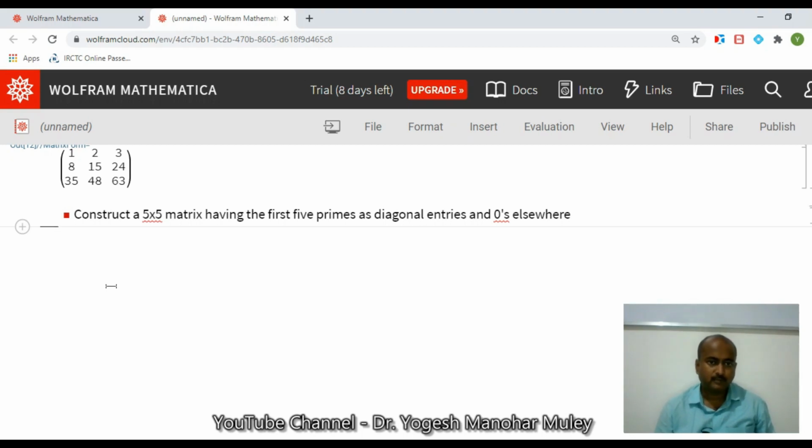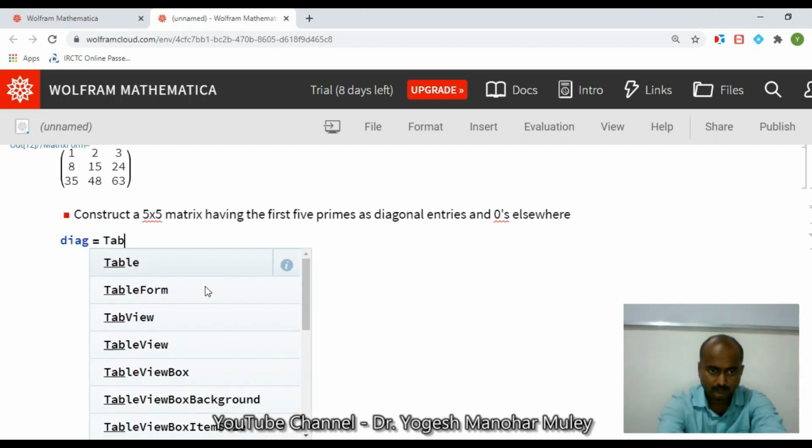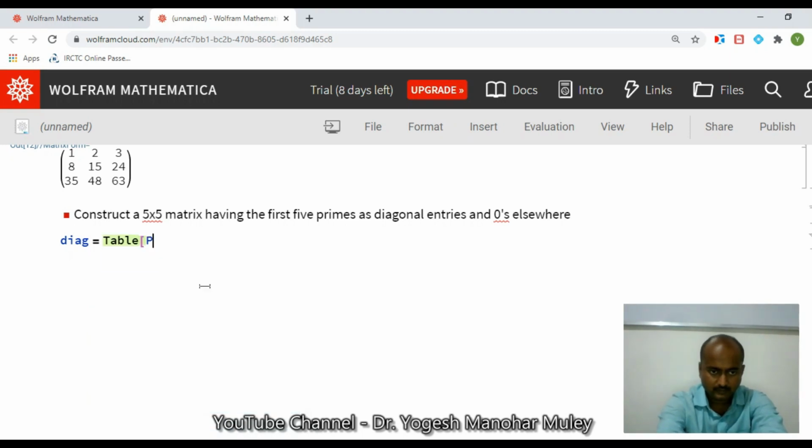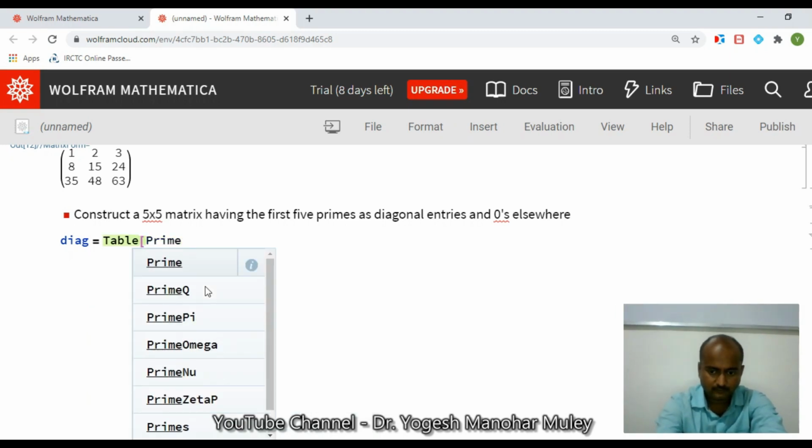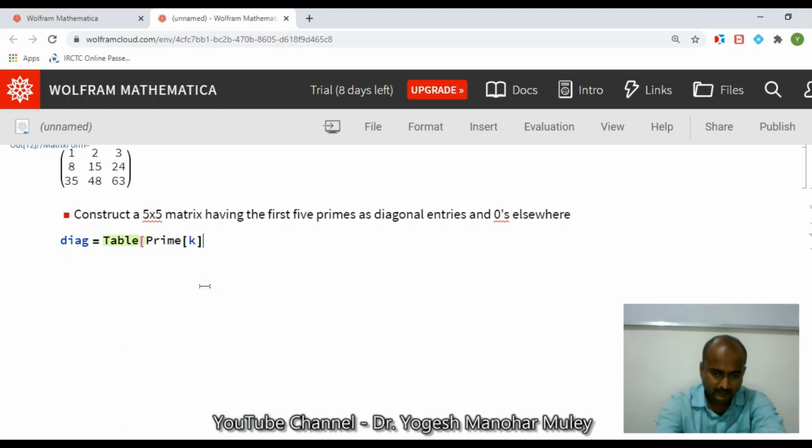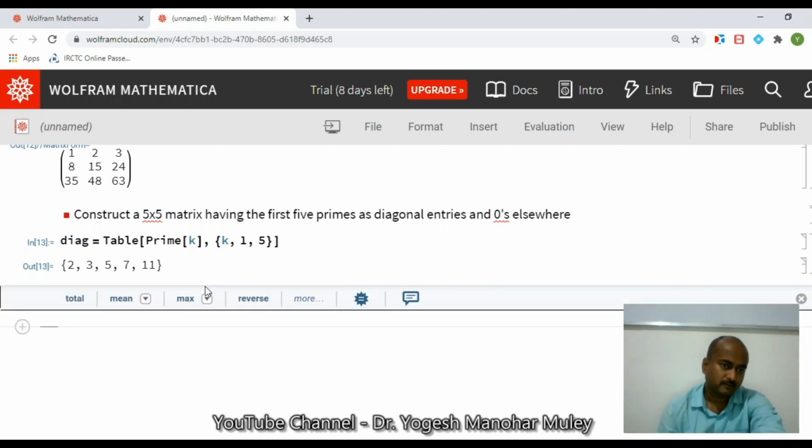So in a diagonal matrix, by default all other entries are 0. I'll write here a variable, diagonal, and create a table. In this table I am going to find prime of k, where k ranges from 1 to 5. So we are going to search for the first 5 prime numbers.